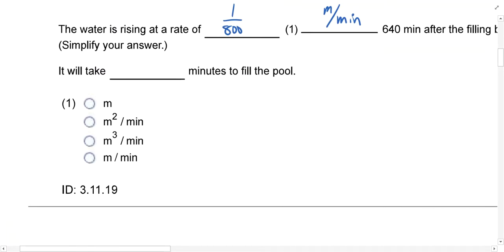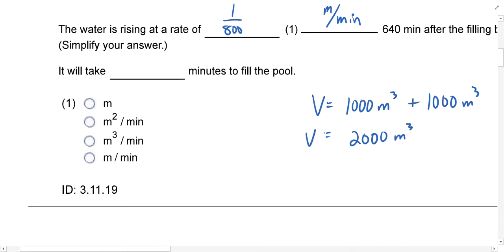Now this final question, well, keep in mind the total volume of the pool is equal to, we had that upper rectangular prism that was 1,000 cubic meters, and then that lower triangular prism that also computed out to be 1,000 cubic meters. And so we've got a total of 2,000 cubic meters that are necessary in order to fill the pool. And if we're filling those at 1 meter per minute, then the time is going to have to be 2,000 minutes.